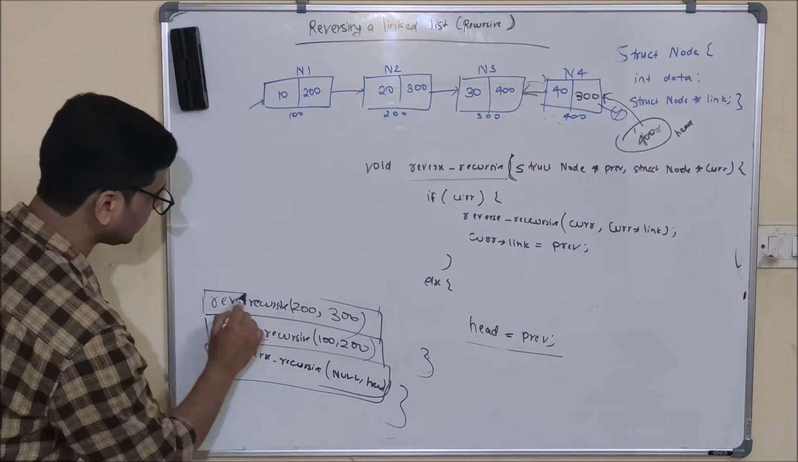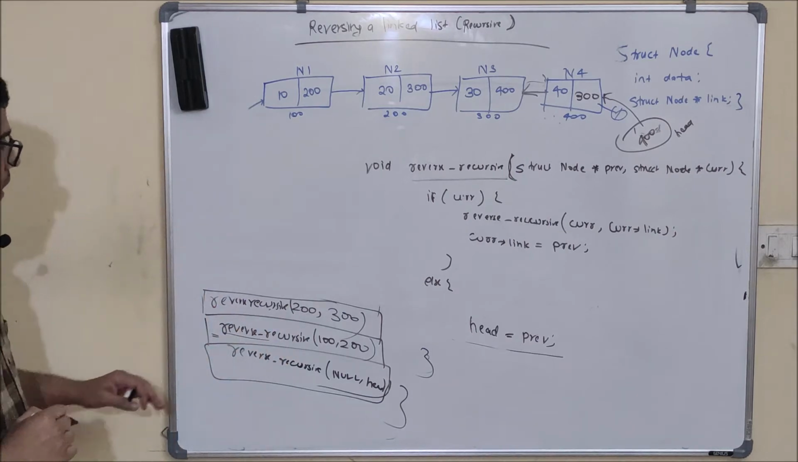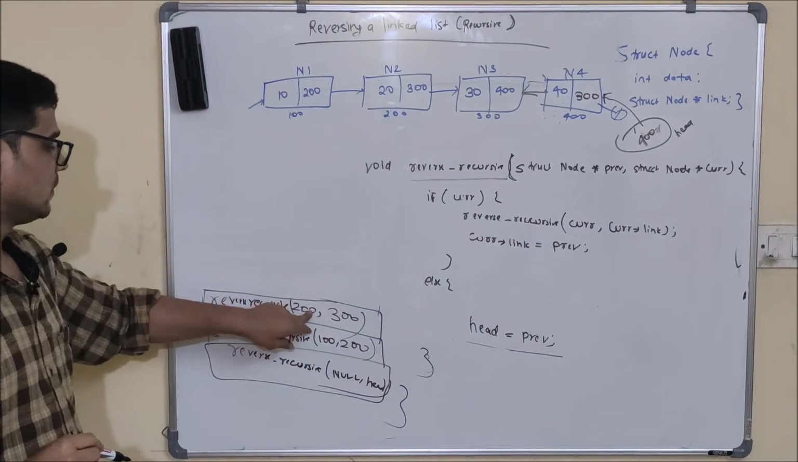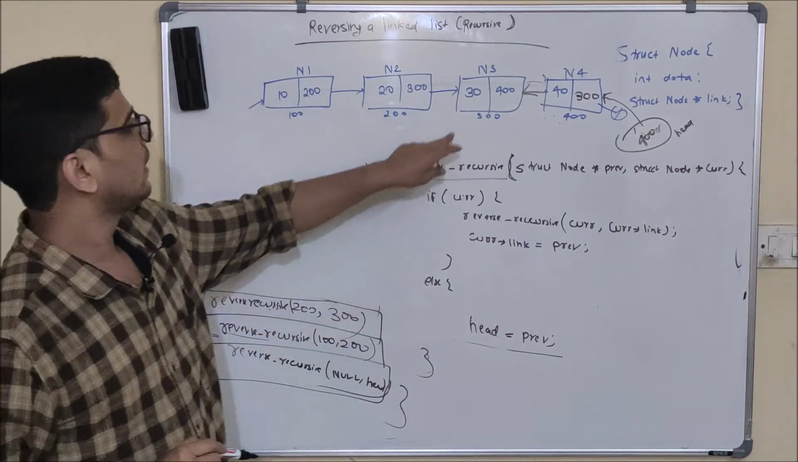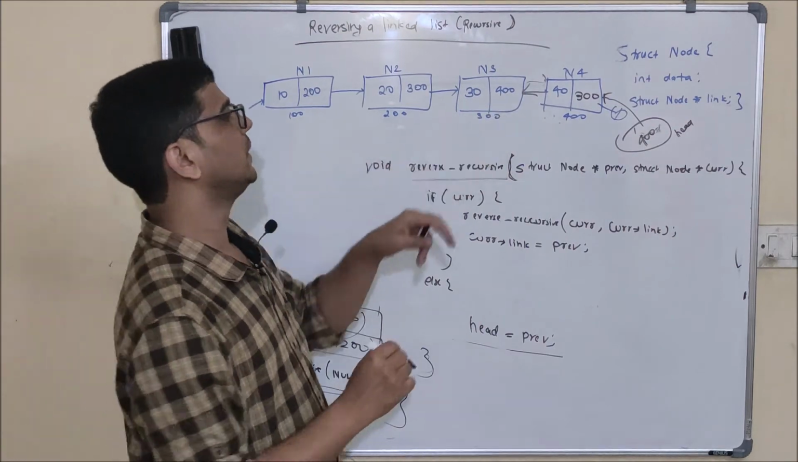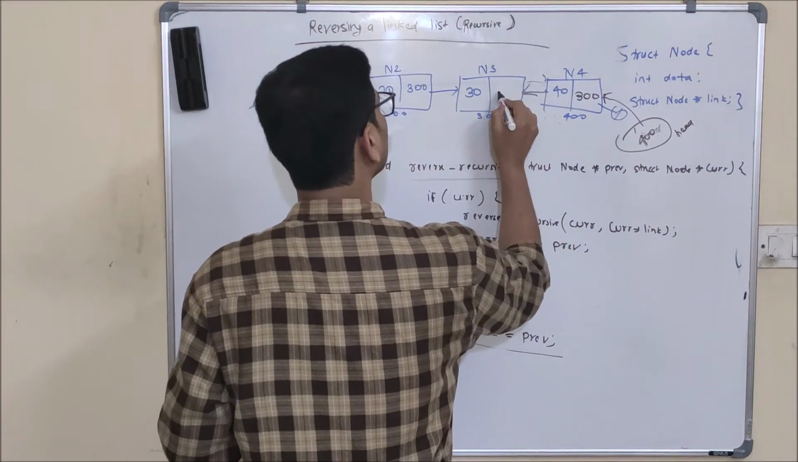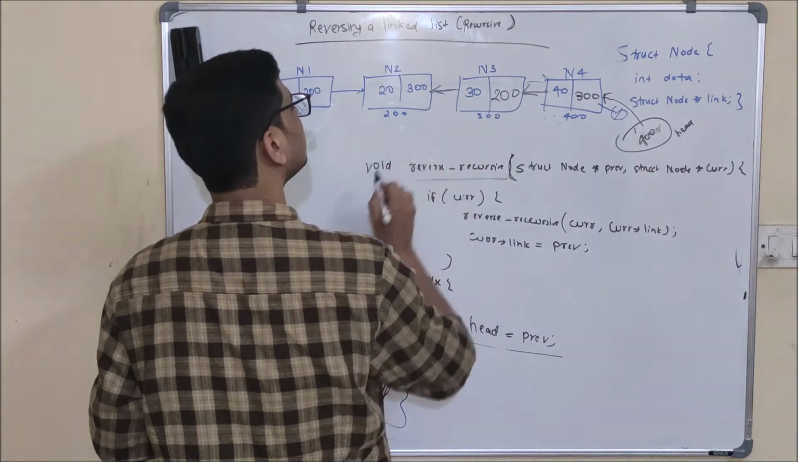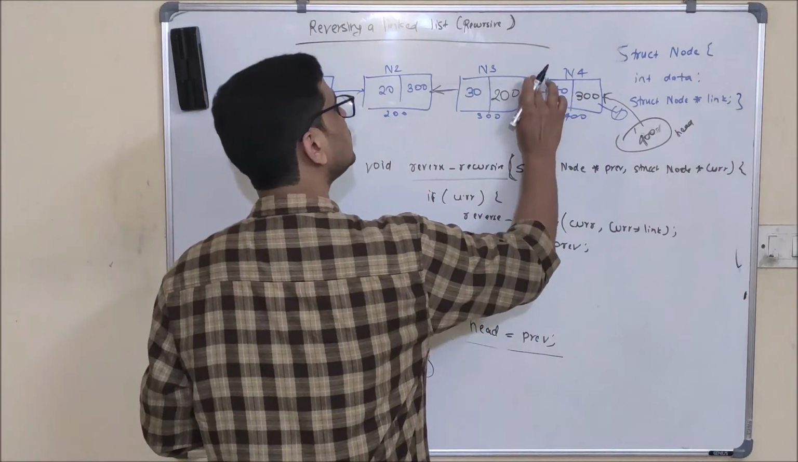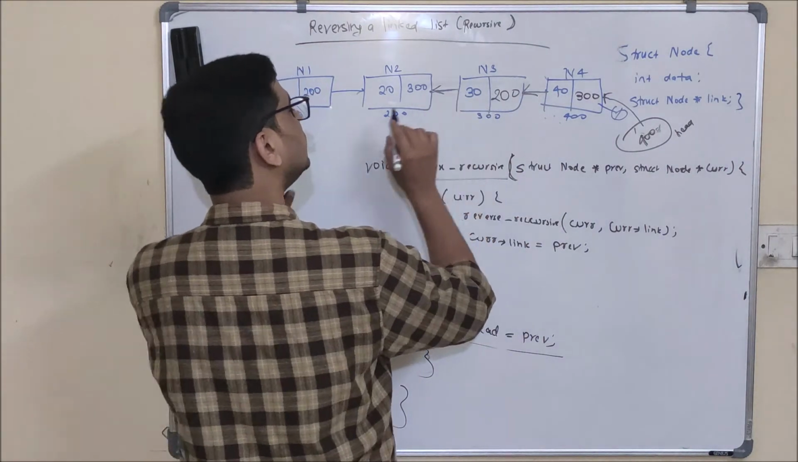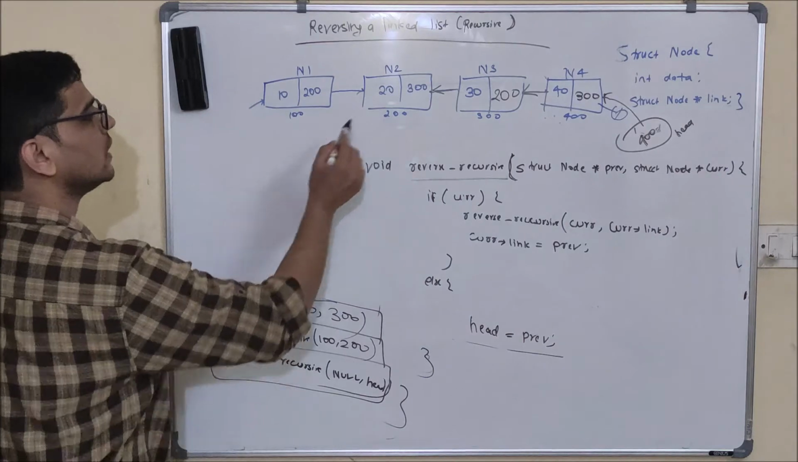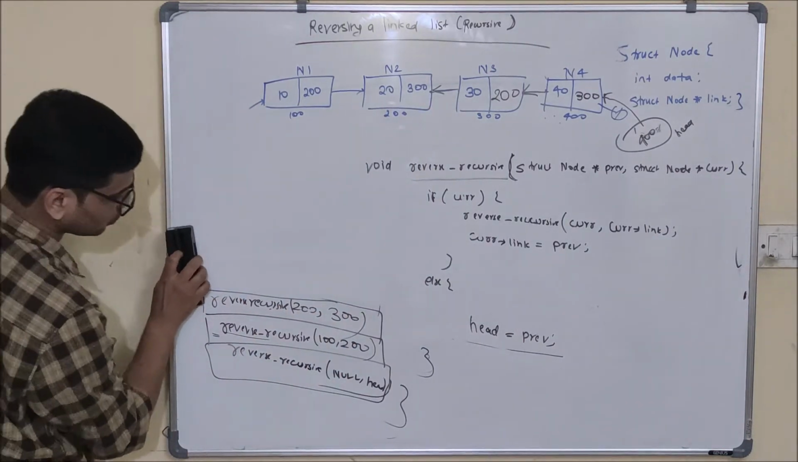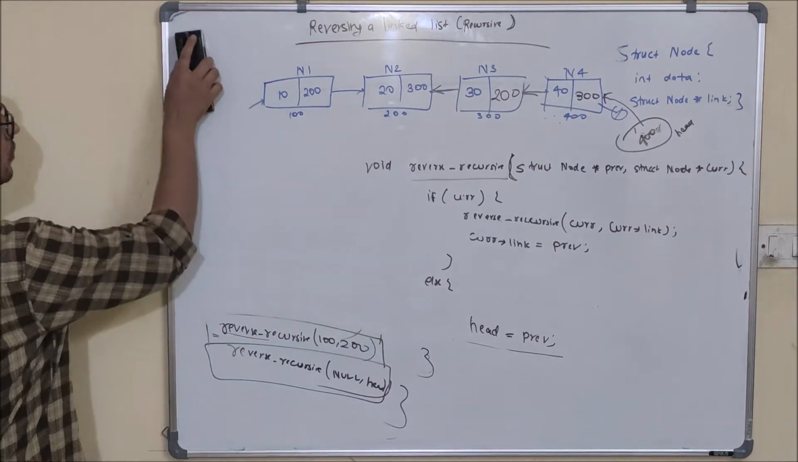And now see what will happen when control comes here. This line will execute. Current dot link will be equal to previous. What is previous? 200, and current is 300 and its link is 400. So it will be updated to previous. Now previous is 200. That means this link will start to point to this node and this link will be broken. And meanwhile there is a link between node 2 and node 3. As you can see here, node 2 is pointing to node 3. Once this line executes, this function will also go from the stack.